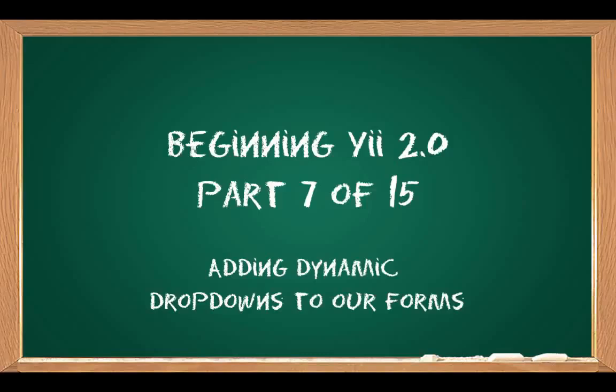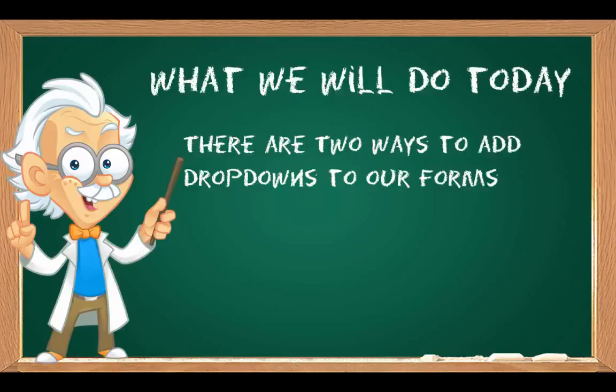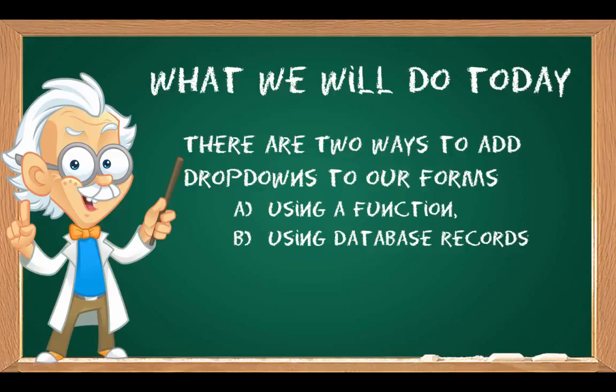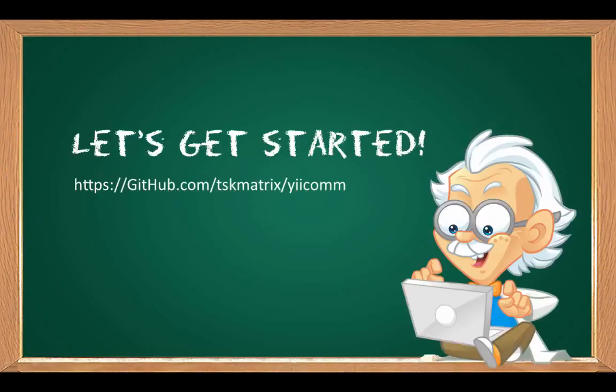All right, beginning Yii 2.0. This is part 7 of 15, adding dynamic drop-downs to our forms. So what we're going to do today is add these drop-downs to our forms. And now there's two ways to do that. The first way is by using a function and some constants. And the second way, of course, is pulling some database information and adding that as an array to our drop-down list in our form. Well, there's a lot in here, so let's go ahead and get started.